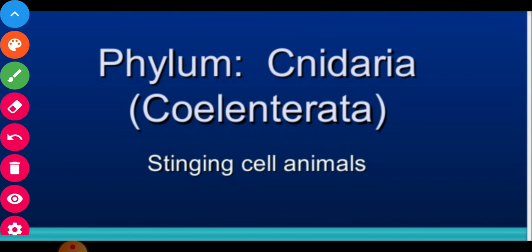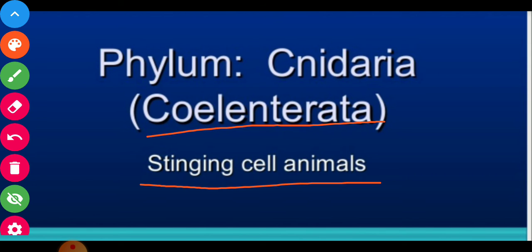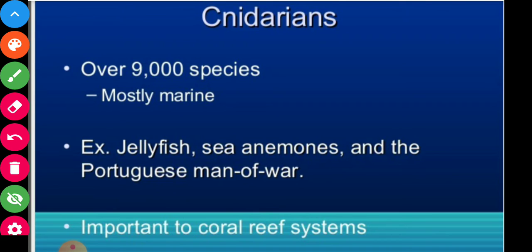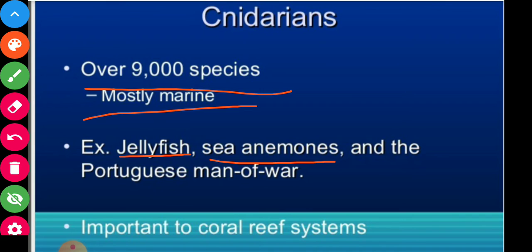Now, the next phylum is Cnidaria, which is also known as Coelenterata. They are called stinging cell animals because they have stinging cells. Cnidaria characteristics: over 9,000 species are there. Mostly they are marine. Examples are jellyfish, sea anemone, and Portuguese man of war. Important coral reefs are also Cnidarians.